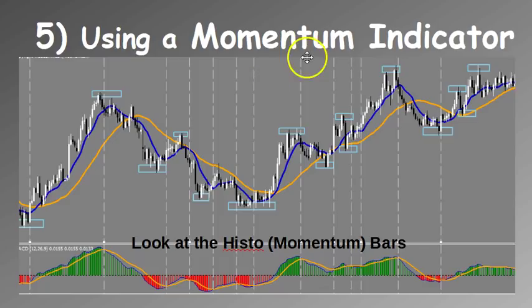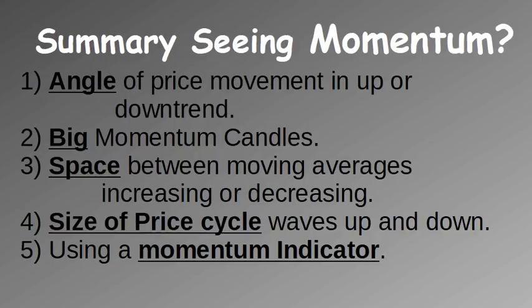So, using a momentum indicator, and by the way, you can also change the parameters of the MACD. The normal MACD is 12, 26, 9. You can see that right there. But you can change the parameters to suit your trading strategy as well. So, that is super important. Adding a momentum indicator can certainly help you understand and see momentum and possibly aid you in your trading strategy.